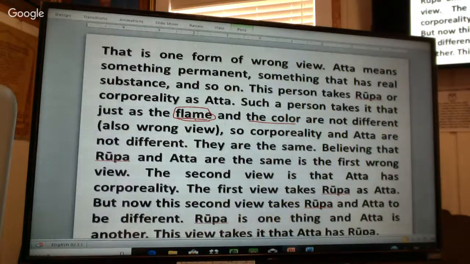So that is a very difficult wrong view to remove. The flame and color we see in the candlelight: when we look at the candlelight, the flame and the color of the flame are different, but we think they are identical, that they are the same. Like this, believing that the rupa and atta are the same is the first round view of the Sakkaya Ditthi.